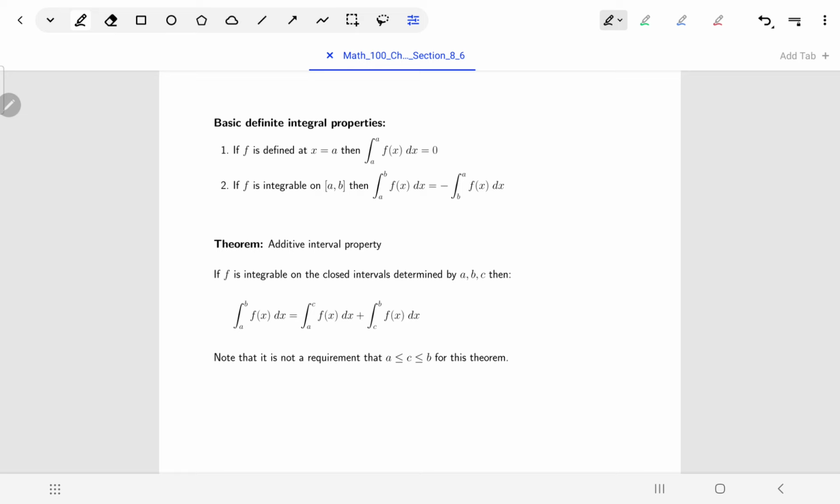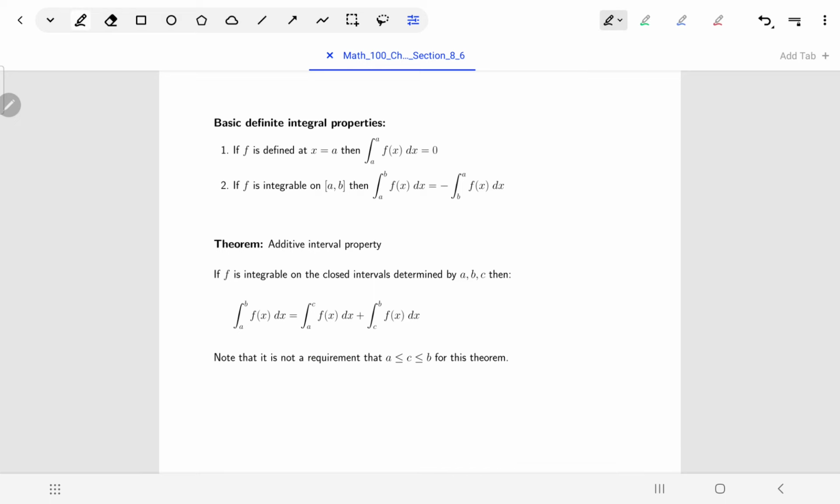So for example, if you were looking at a definite integral from 1 to 3 and you decided to go from 1 to 5 and then from 5 to 3, that would indeed work. This is, of course, provided that your function is integrable on all of those intervals. So if it's integrable from 1 to 3, from 1 to 5, and 5 to 3, then for sure that would be true. So that's actually a fairly strong property to have.